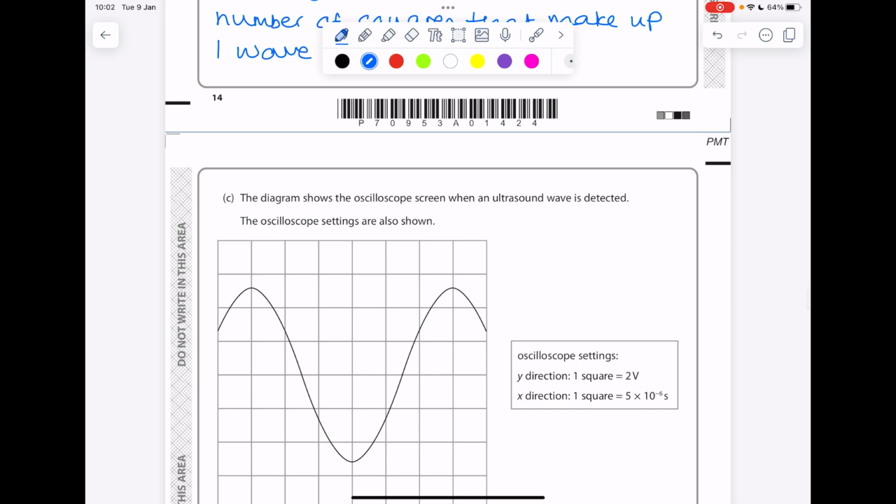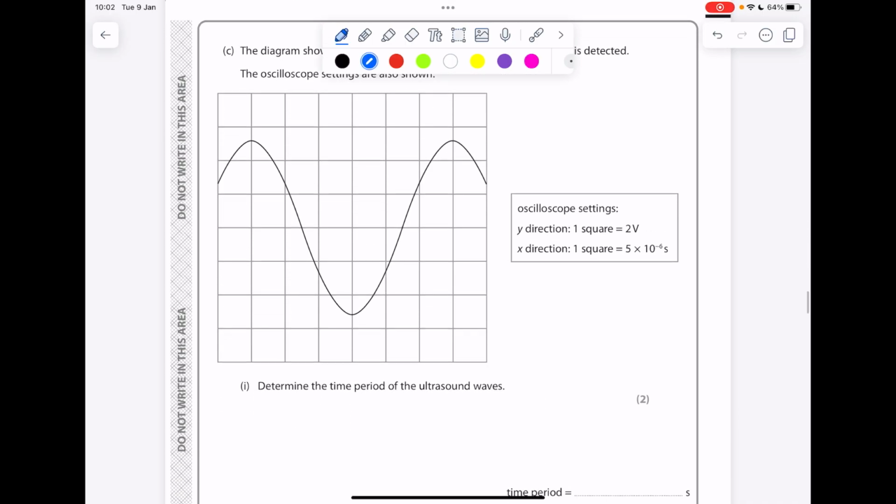The diagram shows the oscilloscope screen when an ultrasound wave is detected. The oscilloscope settings are shown. Determine the time period of the ultrasound waves. So remember, time for one wave. So let's identify one wave by first of all drawing the equilibrium line here. Oh, they've been so annoying how they've drawn this, because remember, a complete wave looks like this. So we need to try and identify that. Because they've kind of sawn it off a bit, it's actually like here to here.